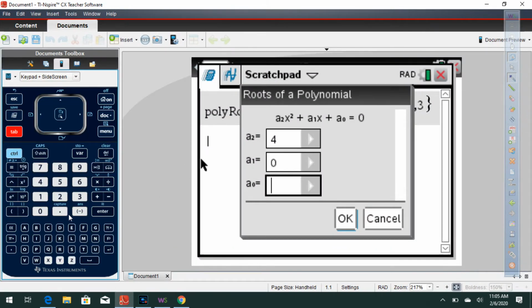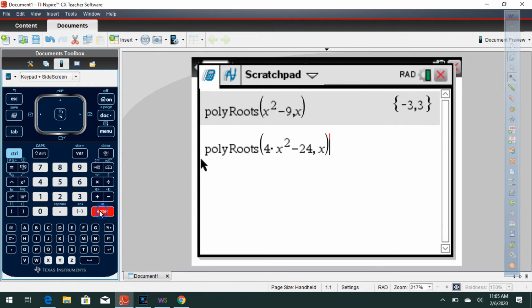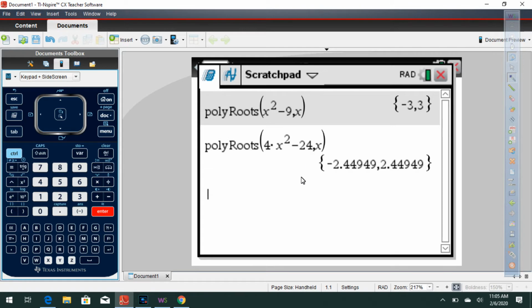So let's go in here and we put -24 in there. Enter. And then we press enter. And it gives you -2.449. And just so happens, that happens to be the square root of 6. Okay?